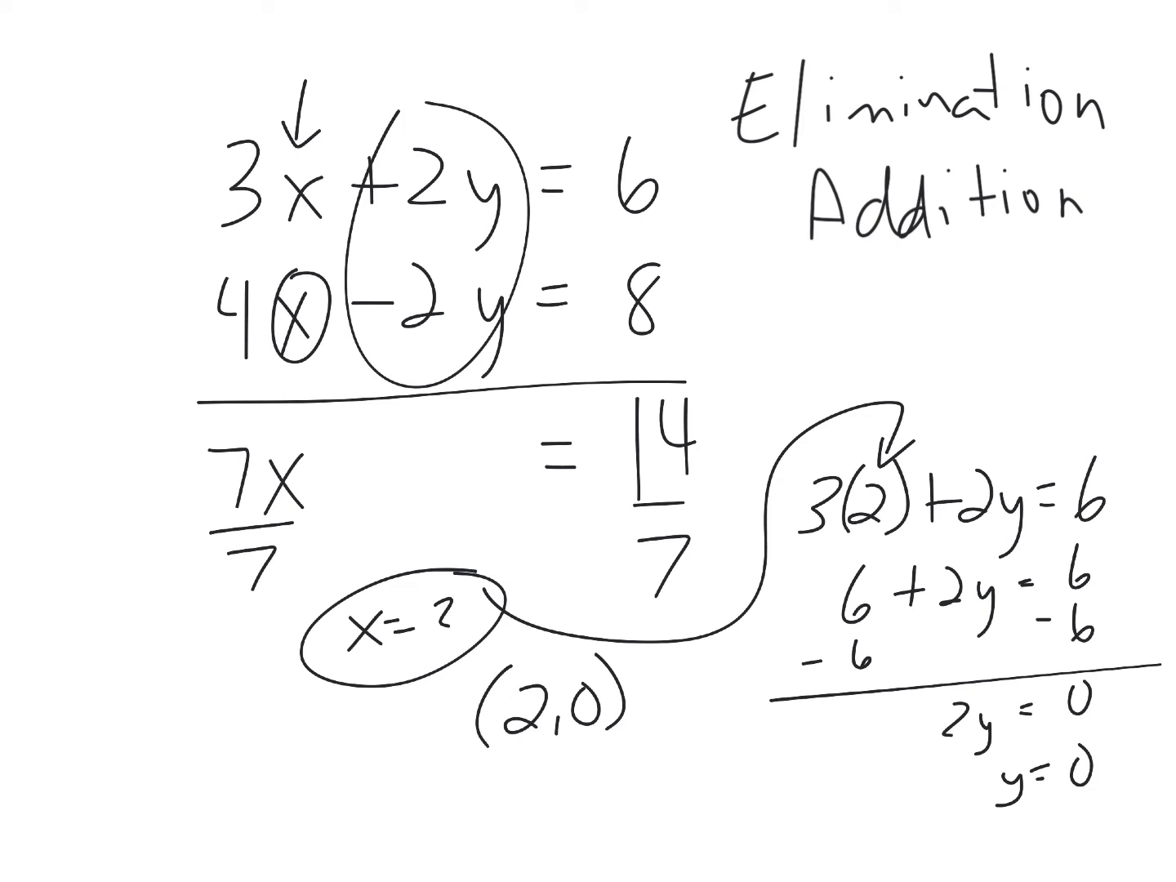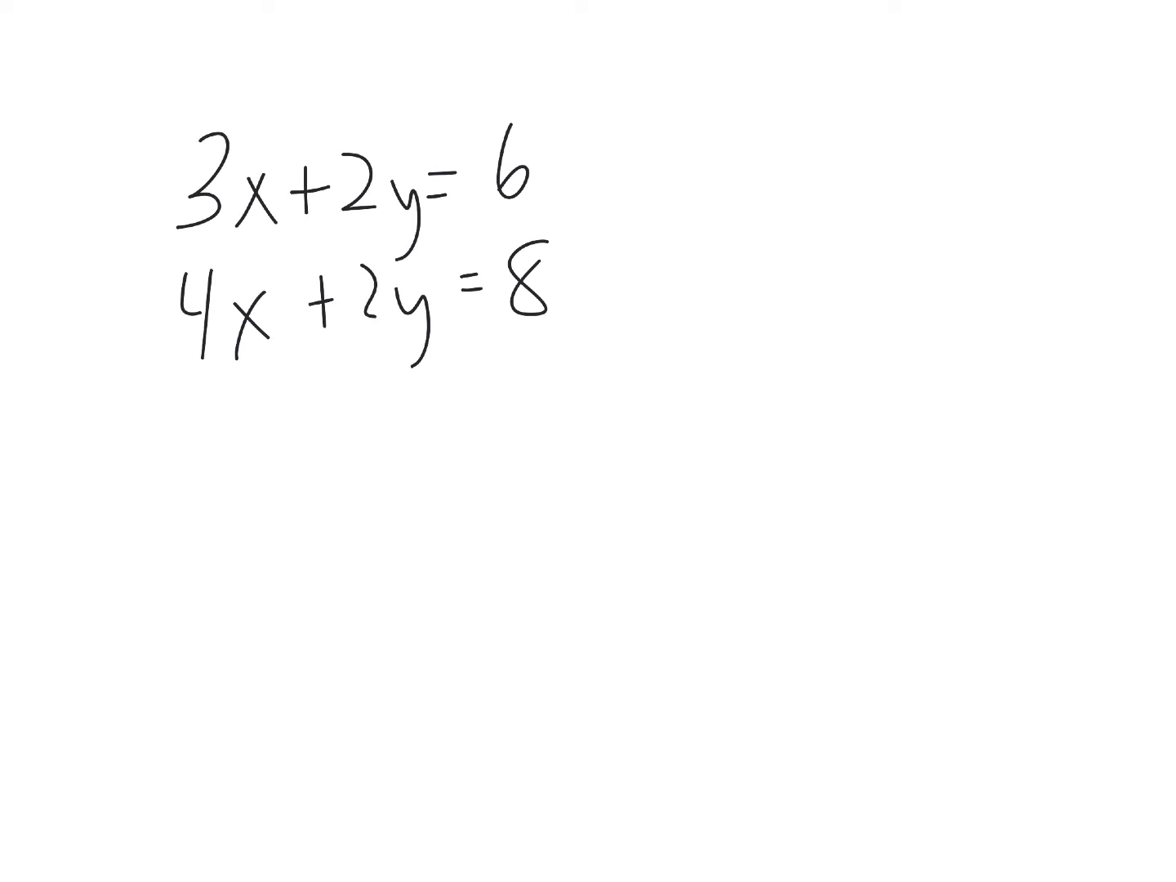That's if we have an opposite. These are already opposites, okay? If we have the same, then we have to change some things. So let's try it this way. If I've got 3x plus 2y equals 6 and 4x plus 2y equals 8, now I have to actually change something, okay? So could I multiply one of these by a -1, let's say? Would that create an opposite?